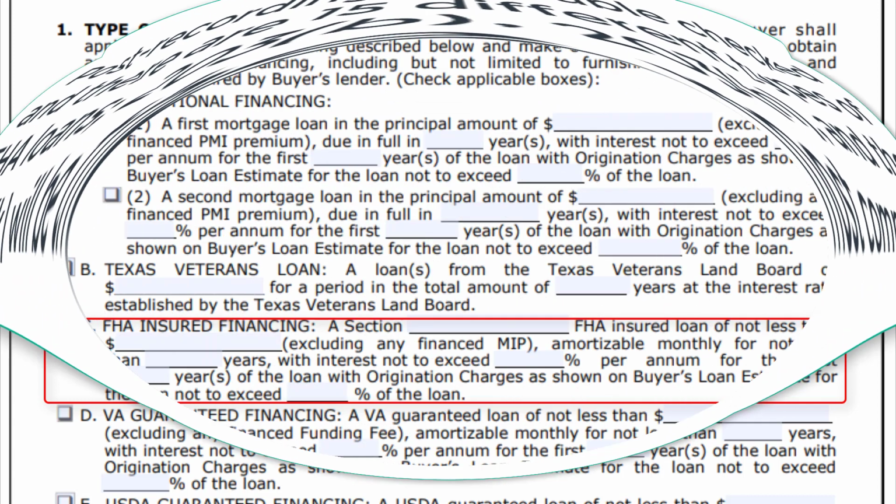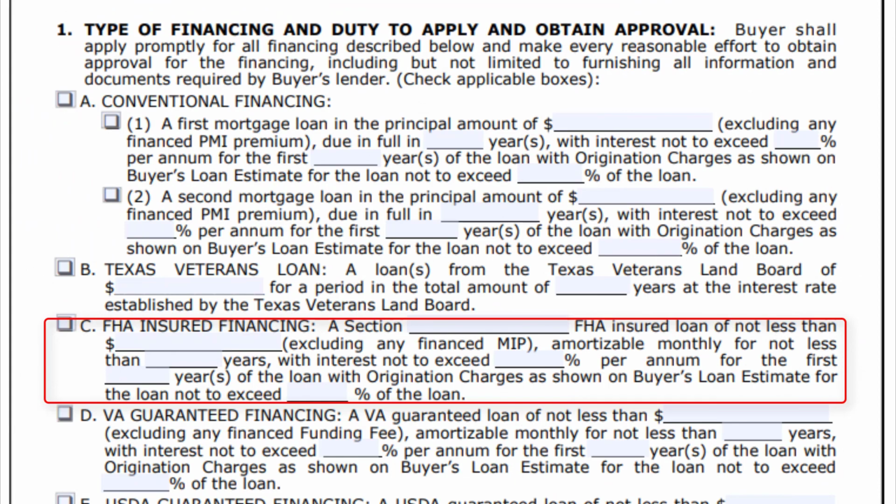So a section blank FHA insured loan of not less than blank. Again, this is the amount of money that you're borrowing, excluding any financed mortgage insurance premiums. Amortizable monthly for not less than, and you have the number of years of the loan, with interest not to exceed, and then you have their interest rate per annum for the first blank years. Again, it's usually going to be the same as however long the note's going for, with origination charges as shown on buyer's loan estimate for the loan not to exceed a blank percentage of the loan. And again, that's very similar to the section above under conventional financing.